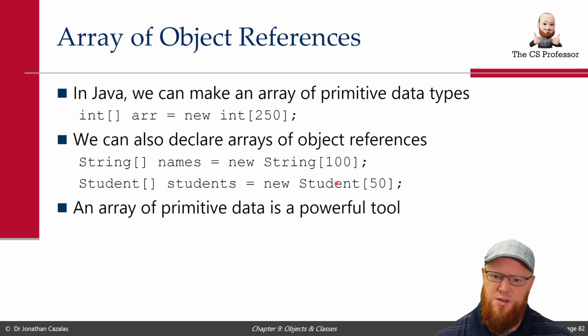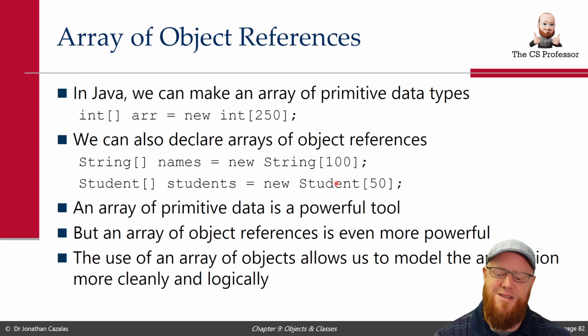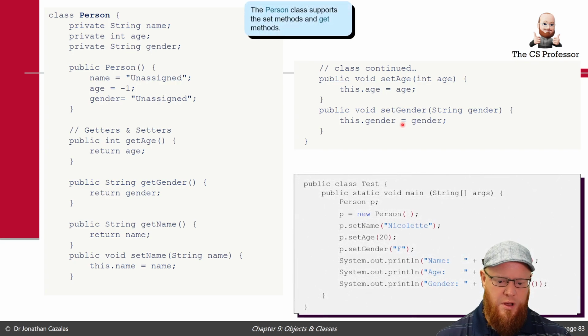So an array of primitives we've seen is very powerful. It lets you do so many cool things with your program. An array of object references is even more powerful. So here we have this sample class person. Person has name, age, gender. Here's some constructors, getters, and setters, pretty straightforward. And here is a test program. We're not making any array on this particular page.